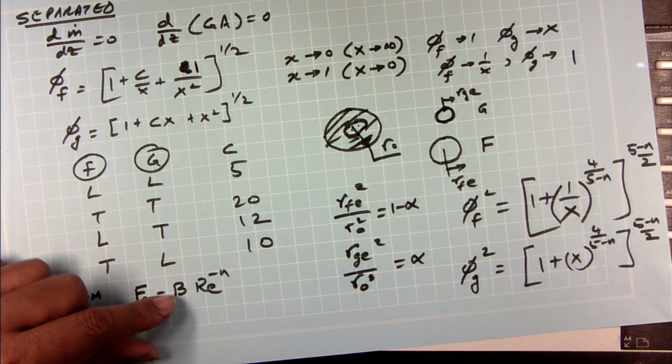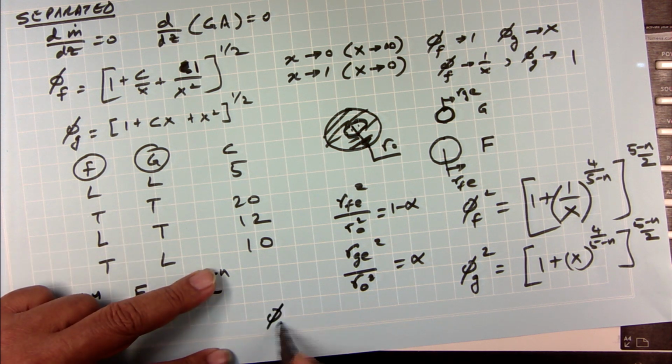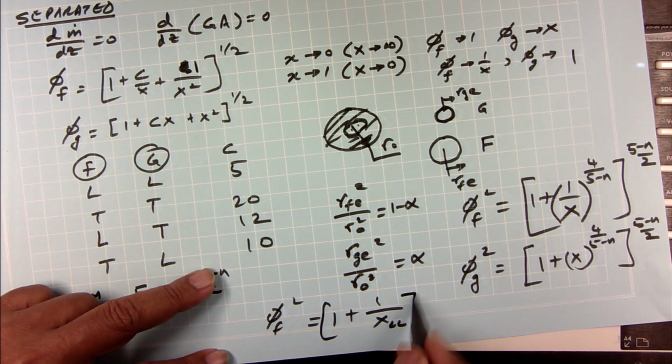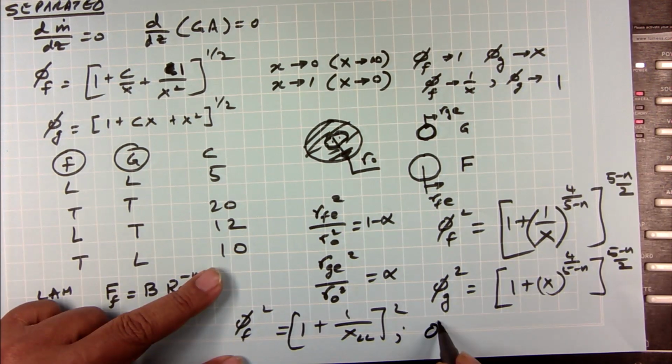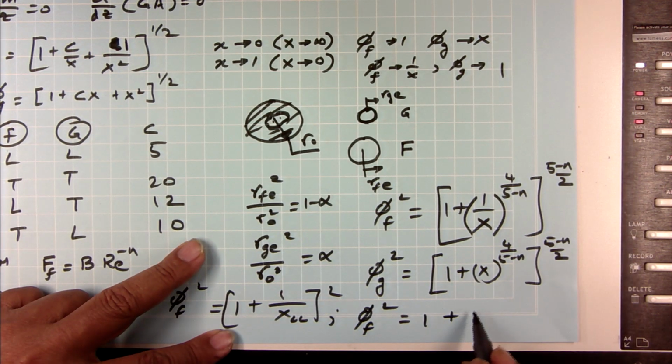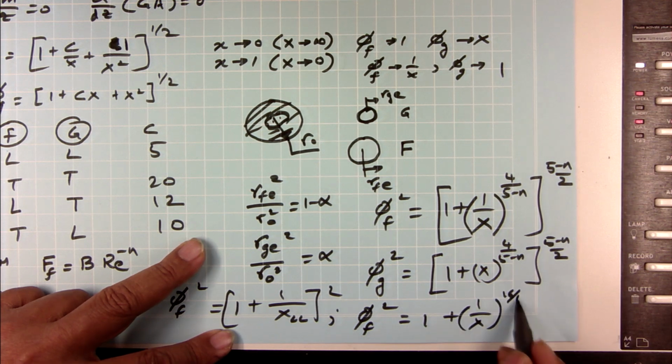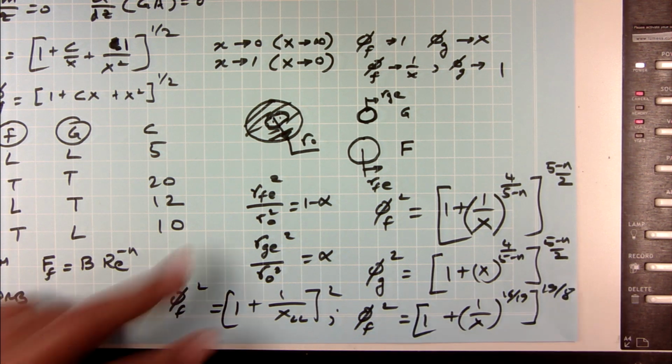So, if both flows are laminar, then your phi f square becomes (1 + 1/X_LL or X_VV, as Martinelli put it) to the power of 2. And if both flows are turbulent, these equations boil down to (1 + 1/X) to the power of 16/8. That is what it simplifies to.